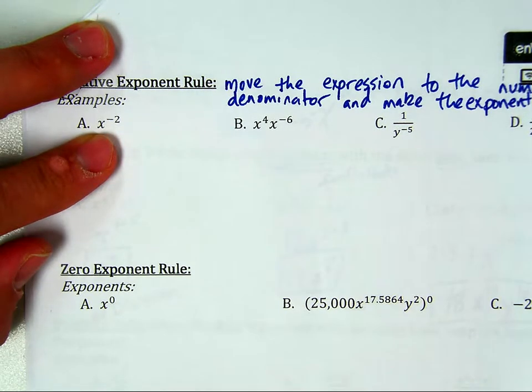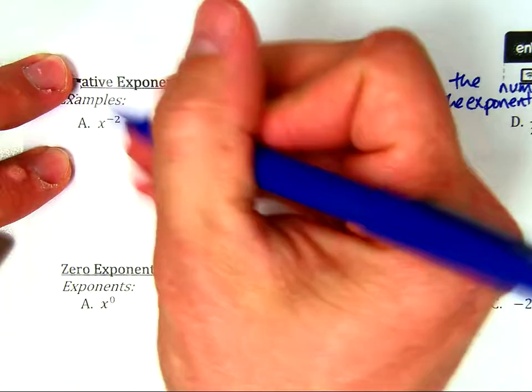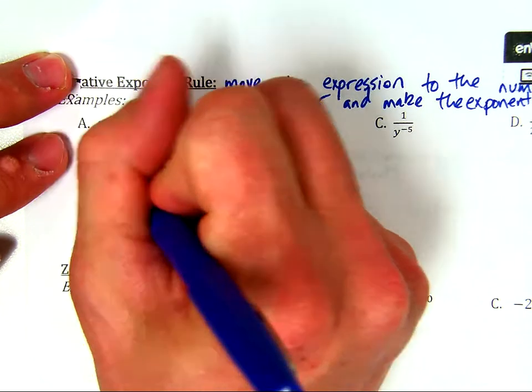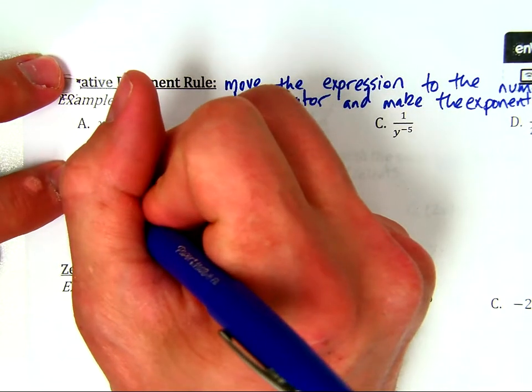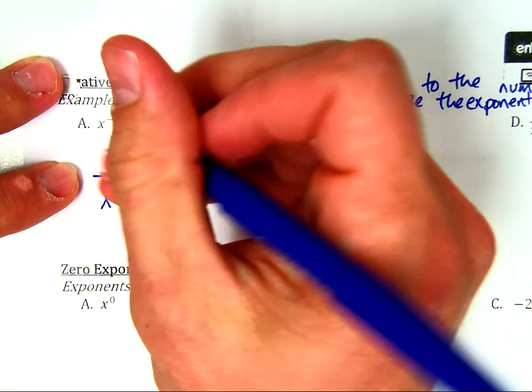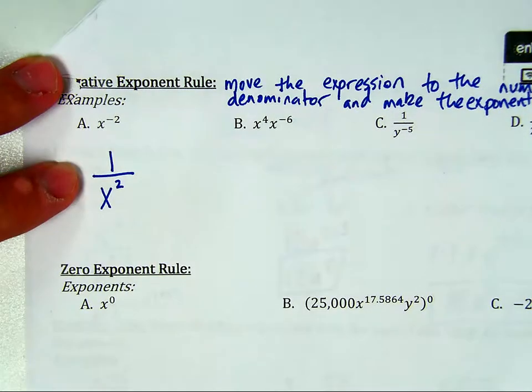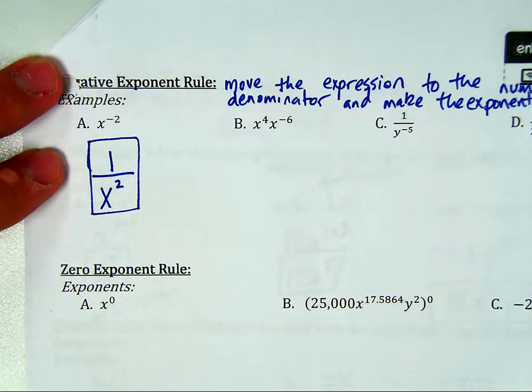Okay, so for this, if I have x to the negative second, that means we're going to move this expression to the denominator. Well, now we don't really have a denominator to move it to, so we're going to write a fraction bar, move x to the second down here. There's nothing left up in the numerator, so we just leave a 1. X to the negative second is the same as 1 over x to the second.